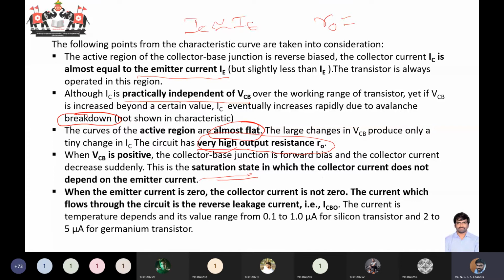So when the emitter current is 0, your collector current is not 0, but it's equal to your ICB naught. And you know the ICB naught will be in the microamperes region, and it depends upon your temperature. If you have a large temperature, you can see large ICB naught value. So what different values are given for silicon transistor and germanium transistor.